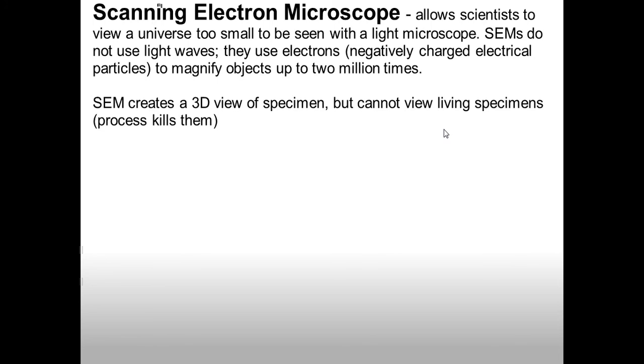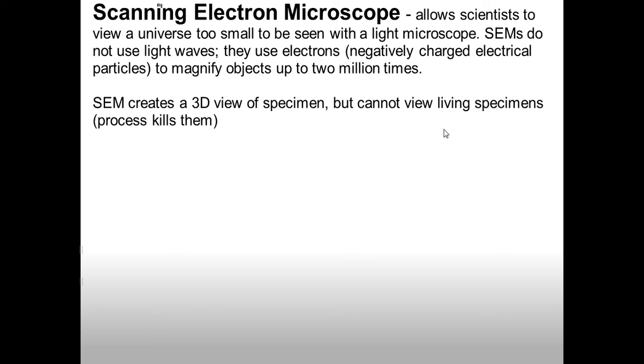The next microscope is called the Scanning Electron Microscope, or SEM. This allows scientists to view a universe that's too small to be seen with the light microscope. So this isn't available in high schools. They're large. They cost thousands and thousands of dollars. They don't use light waves. Instead, they use electrons, which are negatively charged electrical particles. We talked about electrons when we talked about atoms and elements in our last unit. And they use these electrons to magnify objects up to 2 million times.